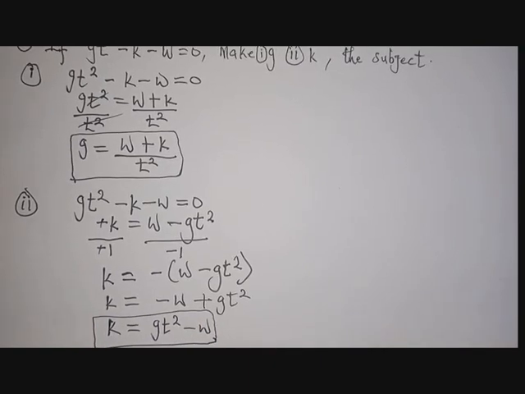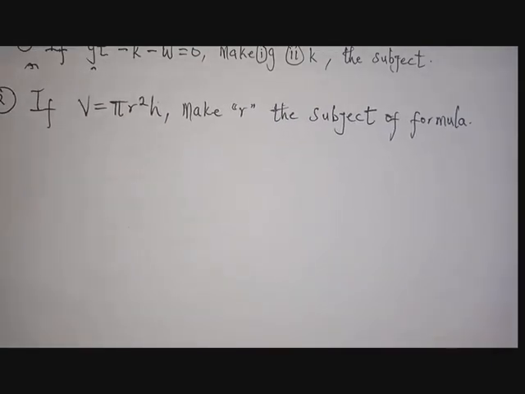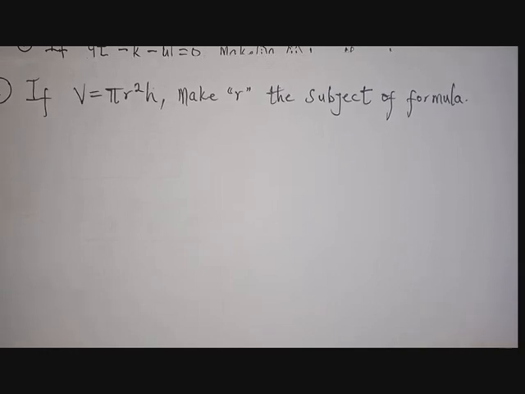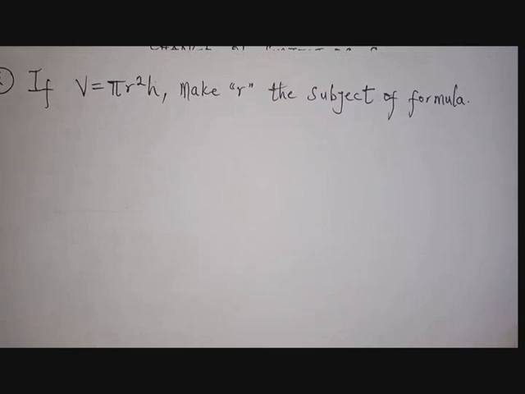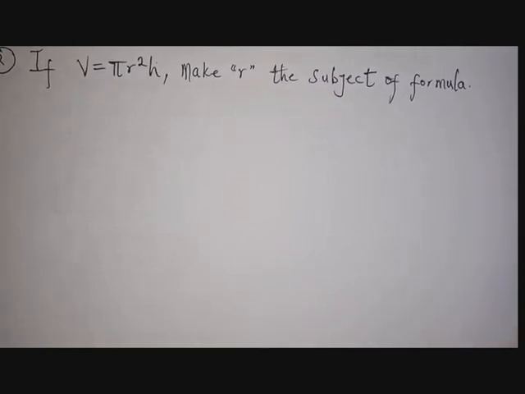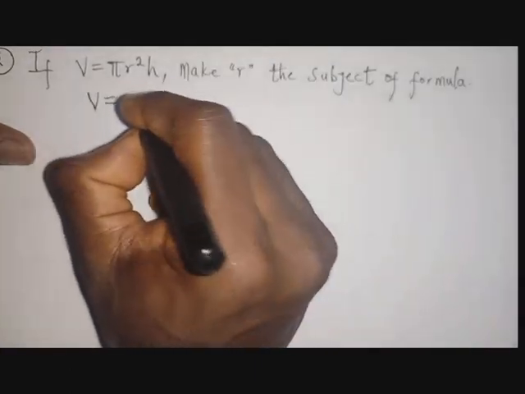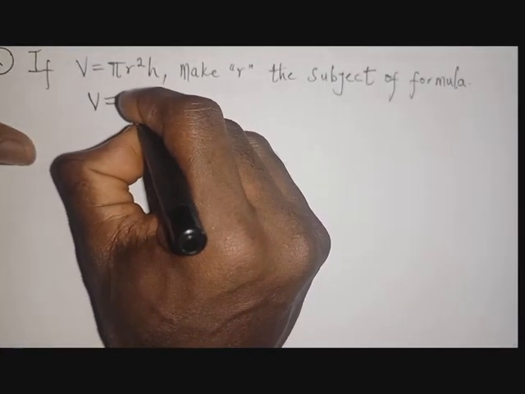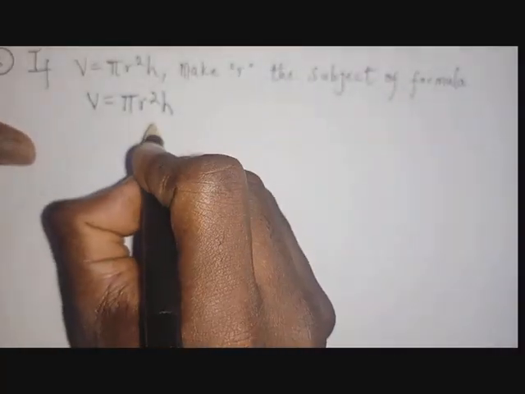Then we have another example here. It says if v equals pi r squared h, make r the subject. So this is also another very simple one. So I'm going to write the expression again. The equation v equals pi r squared h. I want to make r the subject of the formula.